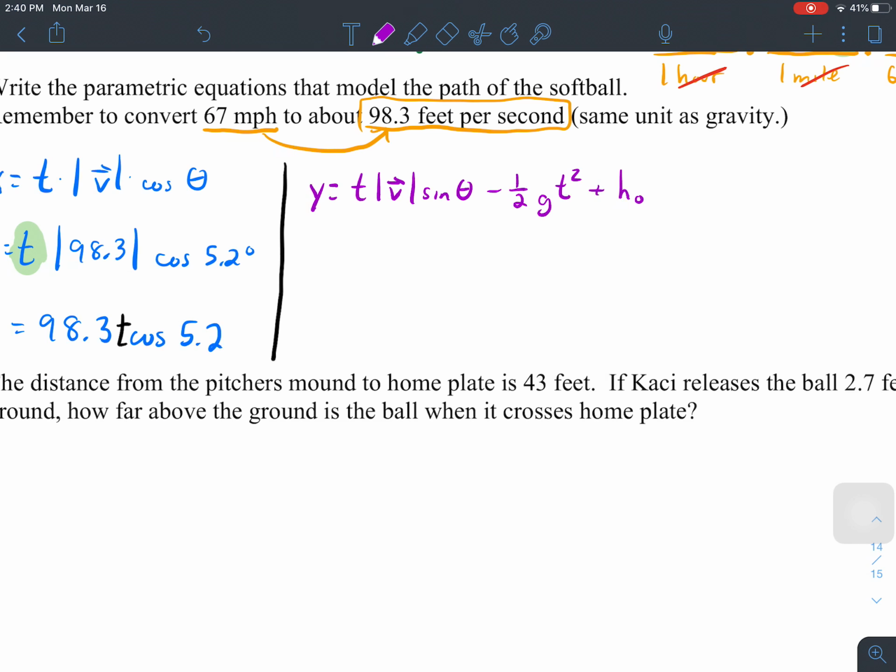Again, the information is given to me. I just need to plug in what I know and simplify. T is the variable that we're trying to use. We're trying to estimate the time, the position that it's at for each time.